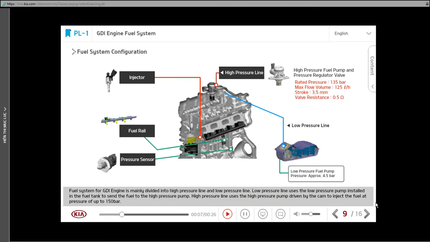Fuel system for GDI engine is mainly divided into high pressure line and low pressure line. Low pressure line uses the low pressure pump installed in the fuel tank to send the fuel to the high pressure pump. High pressure line uses the high pressure pump driven by the cam to inject the fuel at pressure of up to 150 bar.